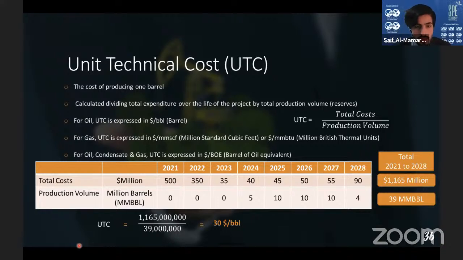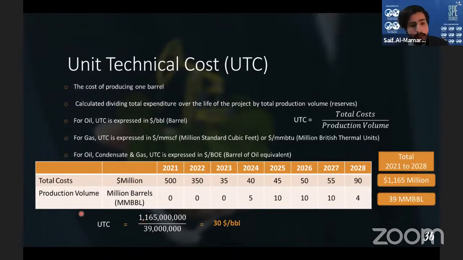So this is a really important factor, especially recently. When oil prices crashed, companies have become very aware of their UTCs. And most companies have been rationalizing their portfolios to keep only low UTC blocks, to be protected in case another pandemic happens or another crash like 2014.